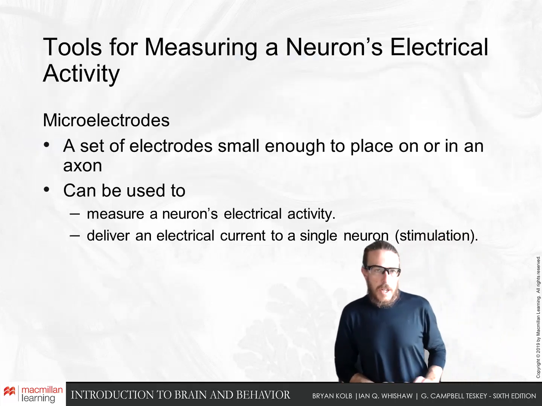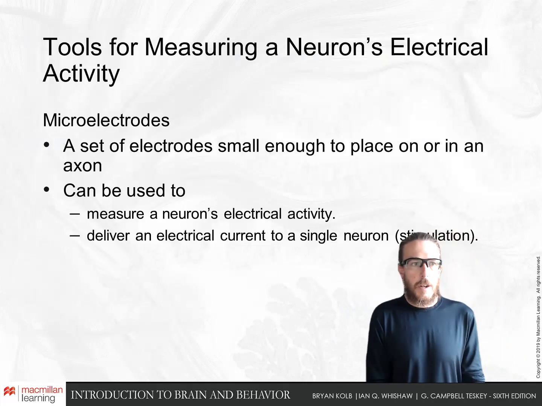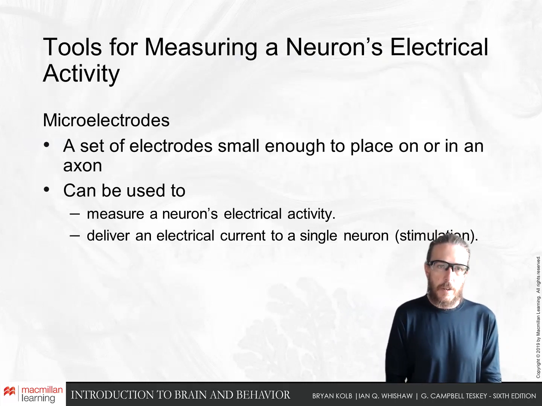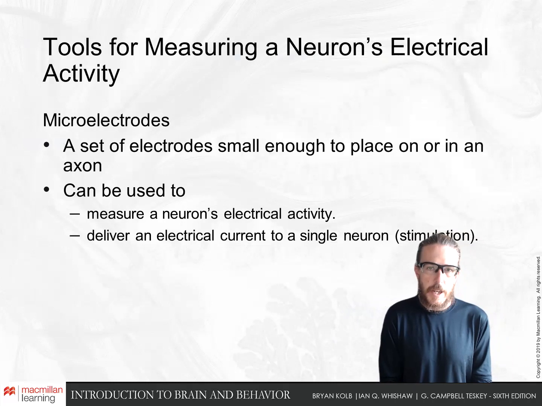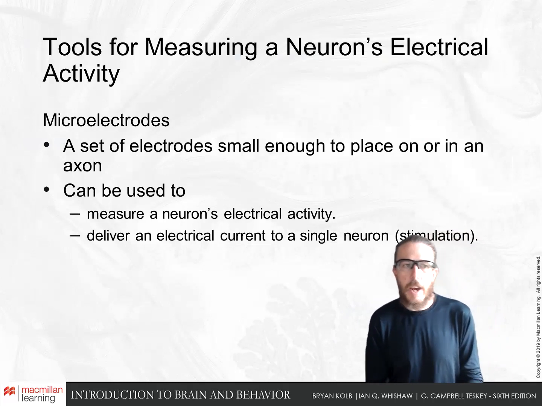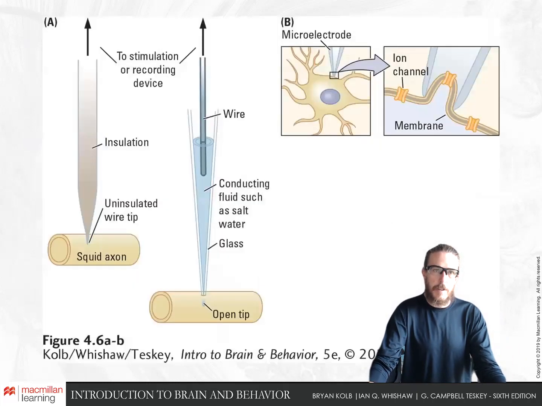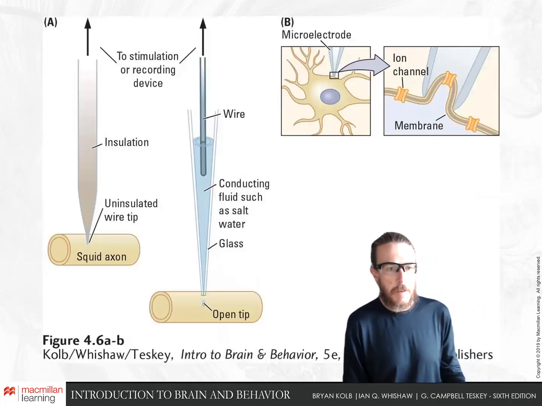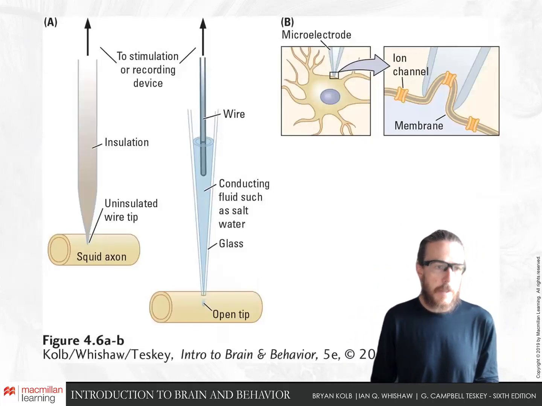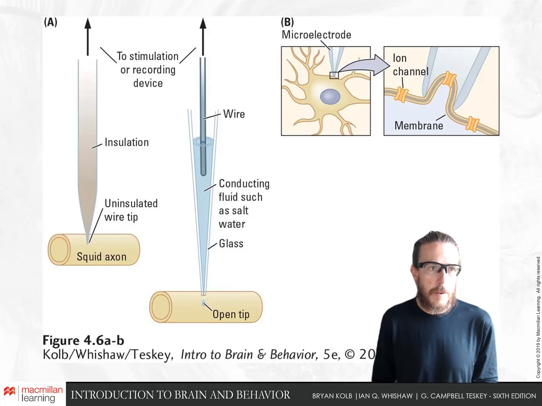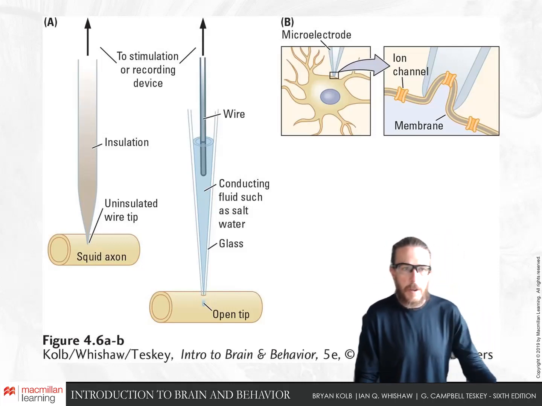One other thing we need to measure electrical activity from these neurons is something called microelectrodes. These are electrodes that are small enough that they can fit inside or next to an axon and record from a single axon. So they can measure a neuron's electrical activity, and they can also stimulate neurons. There are two types of microelectrodes that scientists can use. One would be a metal wire, which has no insulation at a very fine tip, and then the rest is insulated. This gets recorded onto the oscilloscope or voltmeter.